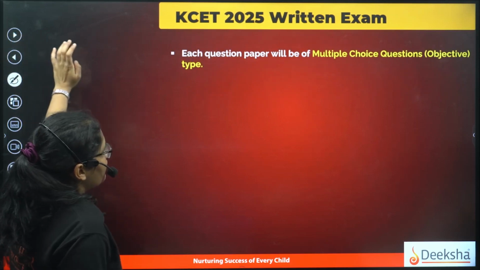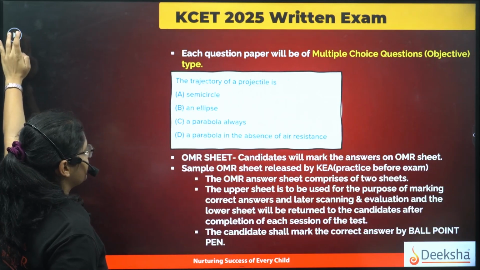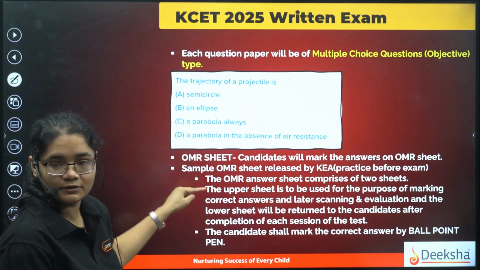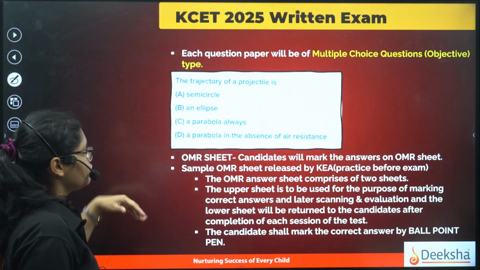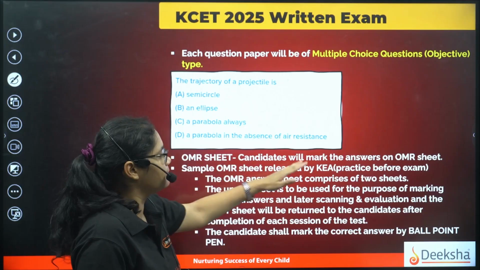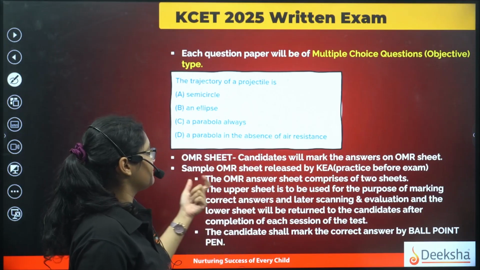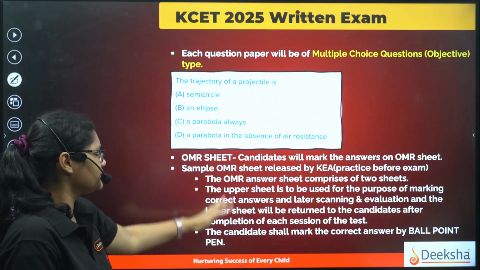Now, if we talk about question type, each question will be a multiple choice question, right? That means there will be one question and 4 options given. One of those options is the correct answer. And to fill in the answers, you will be given an OMR sheet. Candidates will mark the answers on the OMR sheet. Here, the sample OMR sheet is released by the KEA.